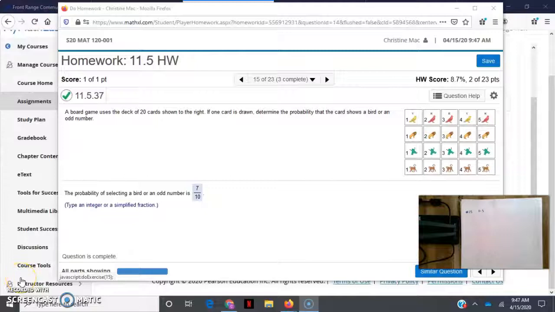Hi, we're going to look at number 15 from 11.5. So a board game uses the deck of 20 cards shown to the right. If one card is drawn, determine the probability that the card shows a bird or an odd number.